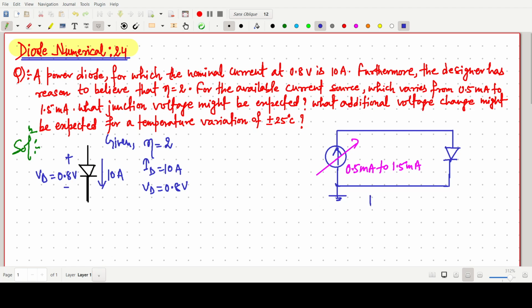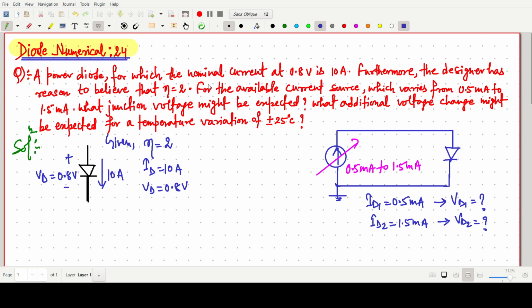Here we can say ID1 is 0.5 milliampere. So what should be the VD1 we are expecting? And at the maximum, when ID2 is 1.5 milliampere, what should be the VD2 we are expecting? This one is the question.